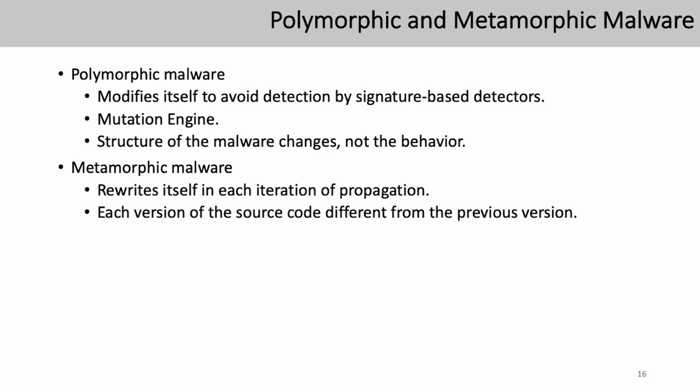Metamorphic malware, on the other hand, rewrites itself in each iteration of propagation. So each version of the source code is different from the previous version. Now notice one important thing: in this malware, the structure changes and not the behavior. This is very important. Let me explain how this works and why this is imperative in understanding why existing antivirus software cannot detect this.